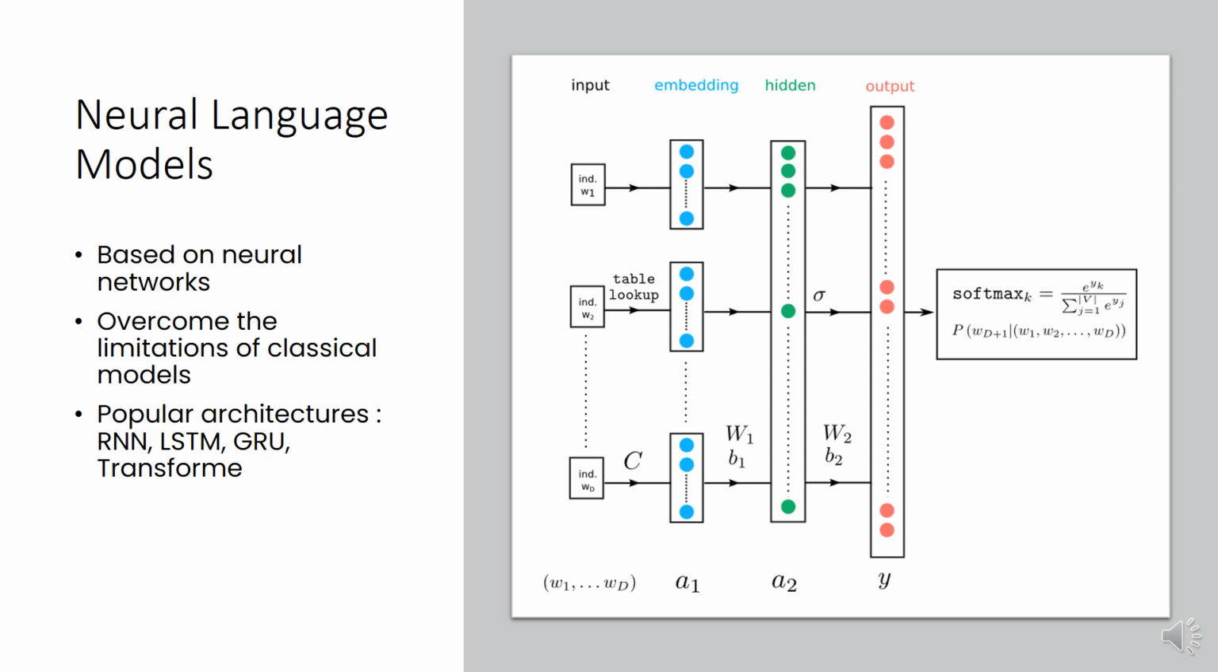Next we would like to talk about neural language models. Neural language models are based on neural networks. These are an advanced approach to execute NLP tasks. These models overcome the limitations of classical models such as N-gram and are used for complex tasks such as machine translation or speech recognition. Some of the popular neural language model architectures are recurrent neural network, LSTM, GRU, transformer, and so on.